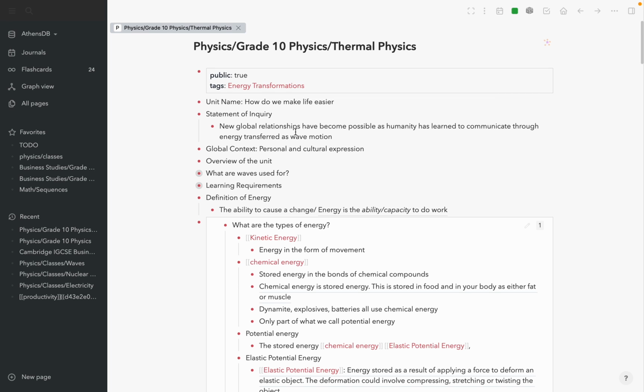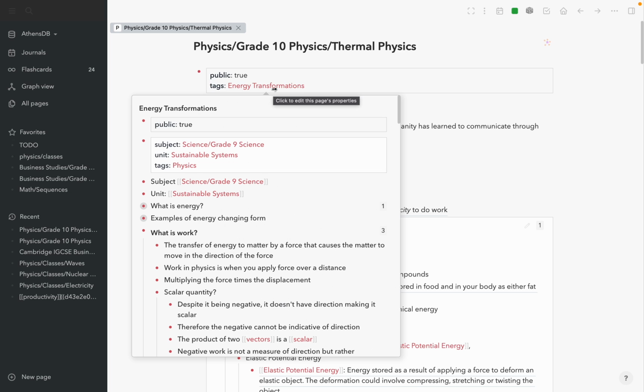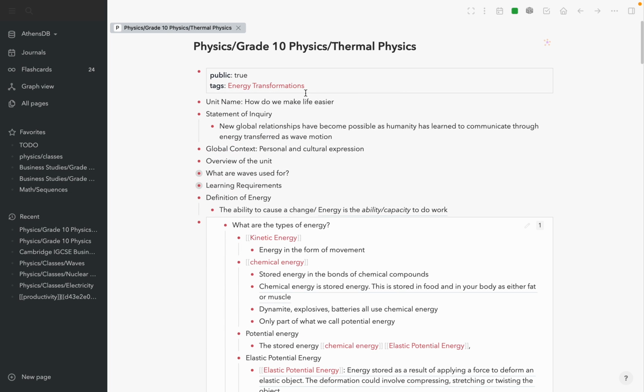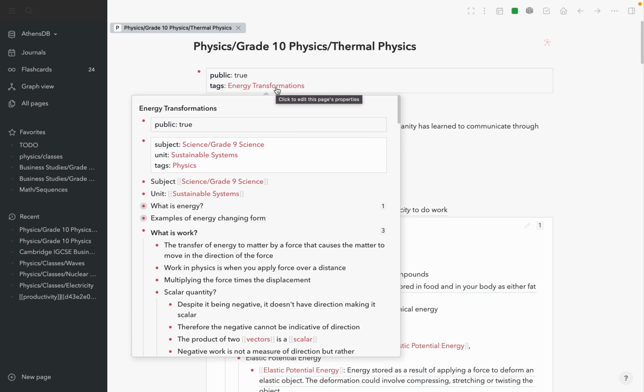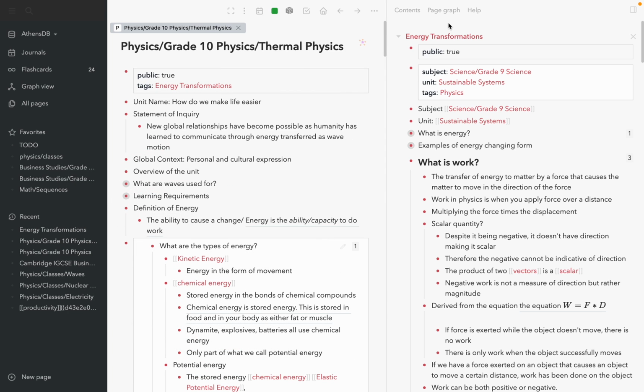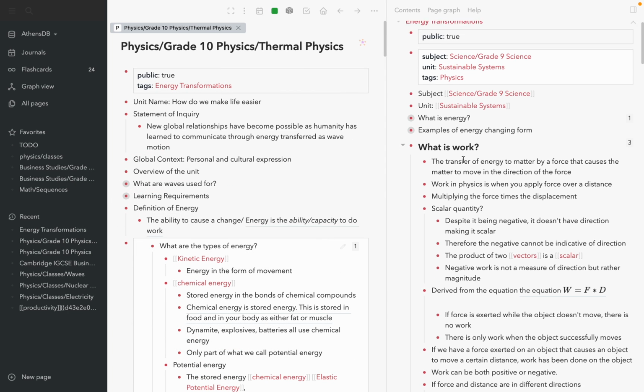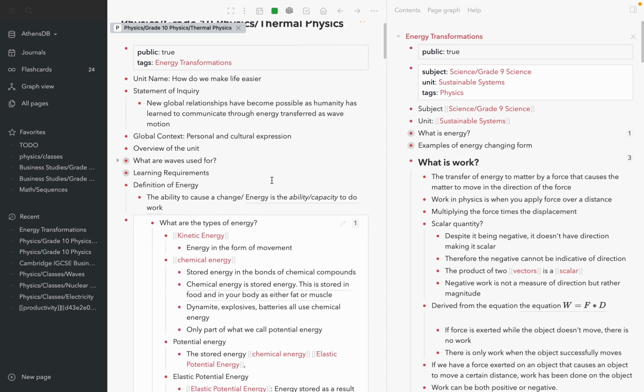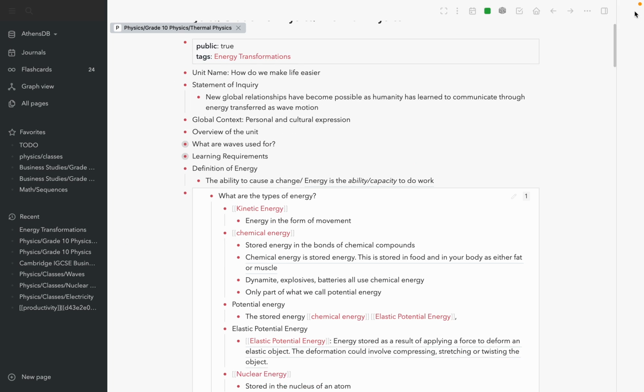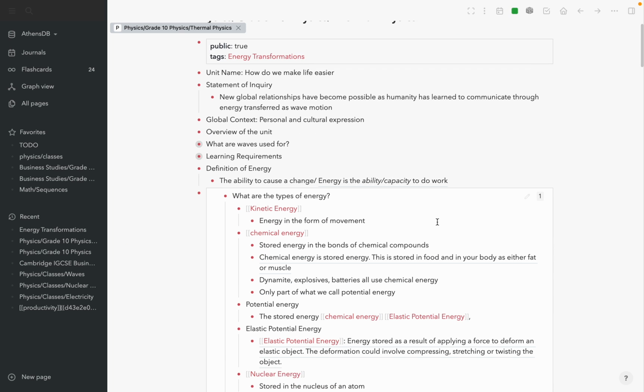Now, thermophysics is something that I've touched upon in a previous unit as well in grade 9. So I've actually tagged this with energy transformations, which is the notes from my previous exploration of the same. So I can right click into it and open it into the right sidebar, and you can see it here. So now first let's just collapse this for now. We'll get back to that in a bit.